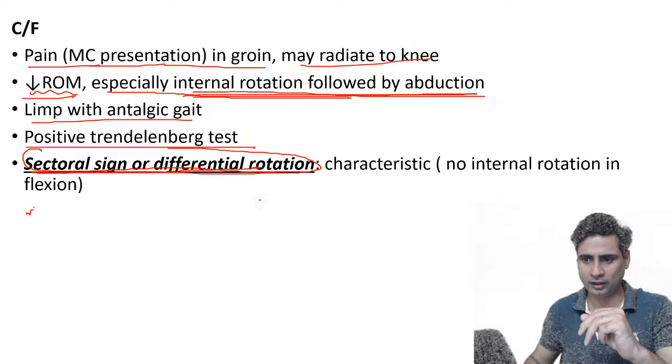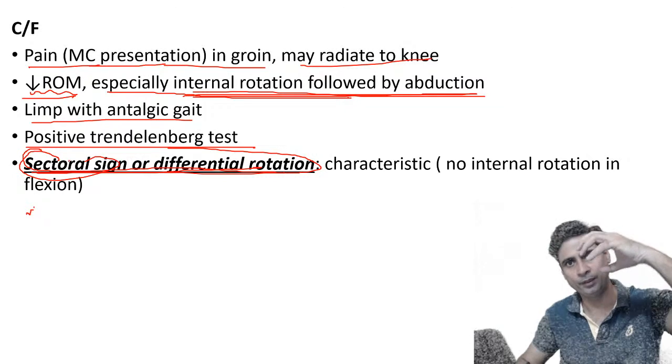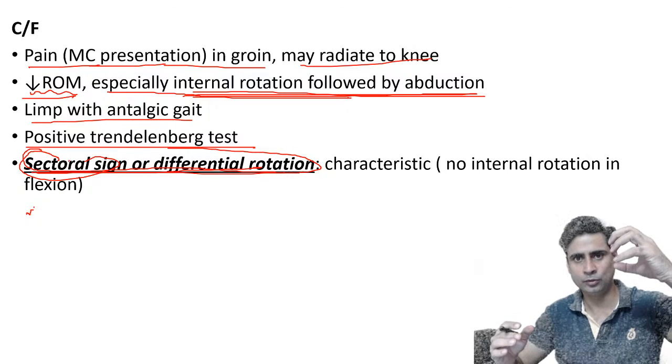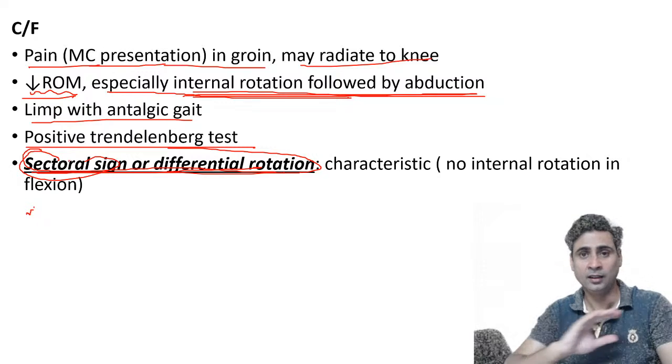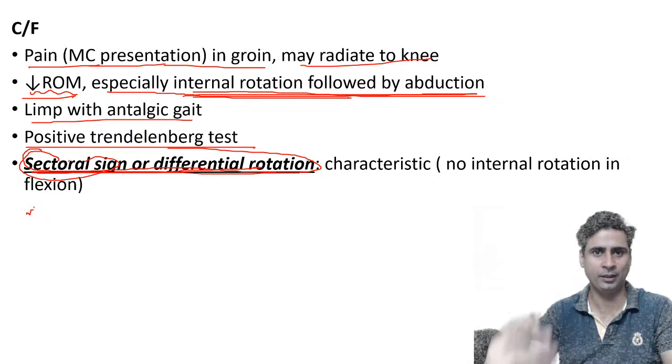This is known as the sectoral sign because it is due to involvement of a particular sector of the head that we have discussed, the anterior, superior, lateral part. In the flexed position, as soon as you do internal rotation, that part goes into articulation. So in flexion, no internal rotation is possible. In the extended position, you can do some internal rotation.